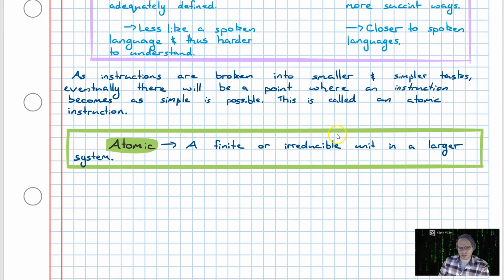Now, what we want to do is have a look at how we can define processes using this idea of an atomic instruction.